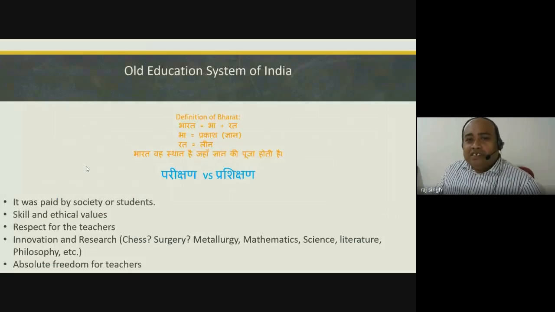Our old education system. I took this quote from Professor Saluja of Delhi University. He said Bharat is a sandhi of two words, Bha and Rat. Bha means Prakash, and Rat means lean.